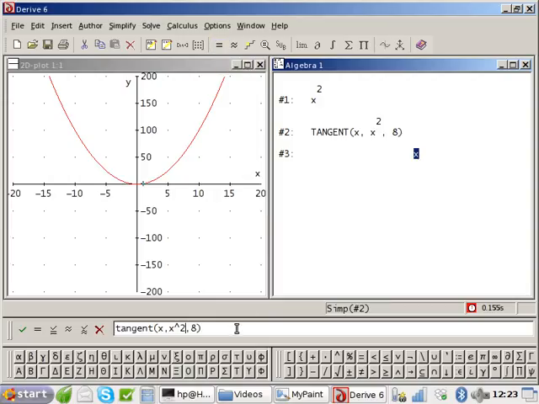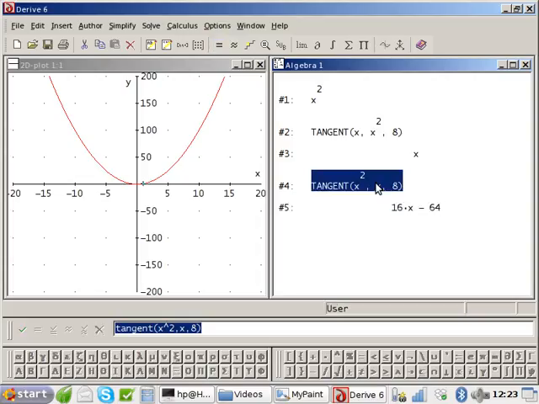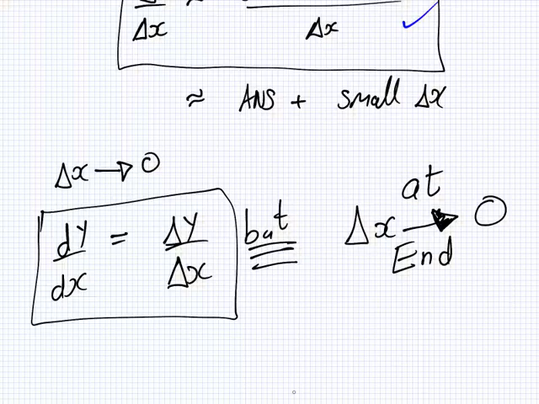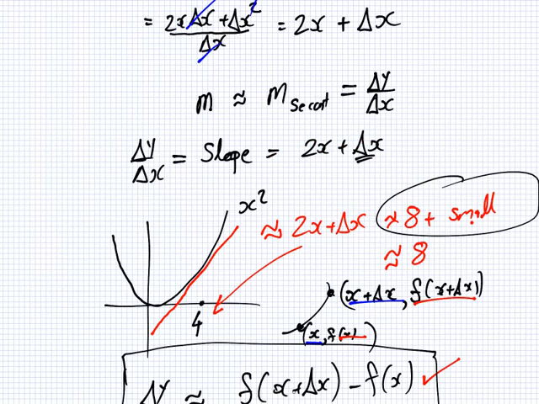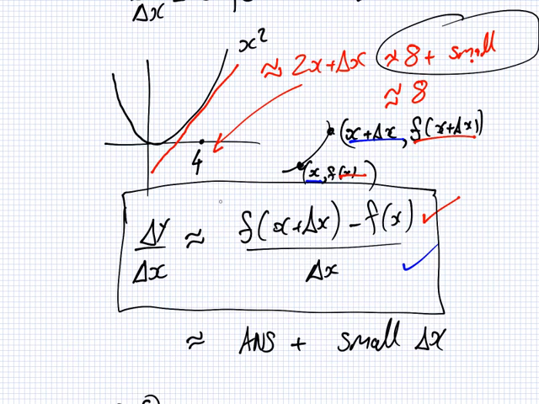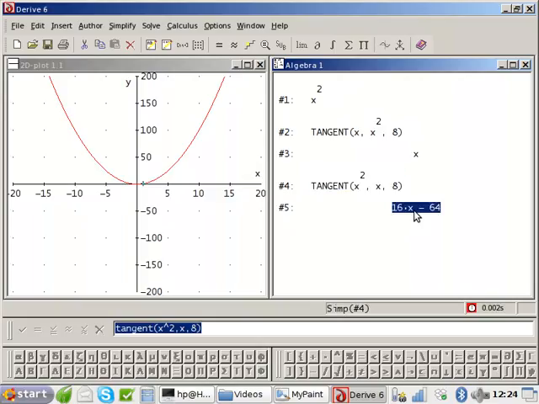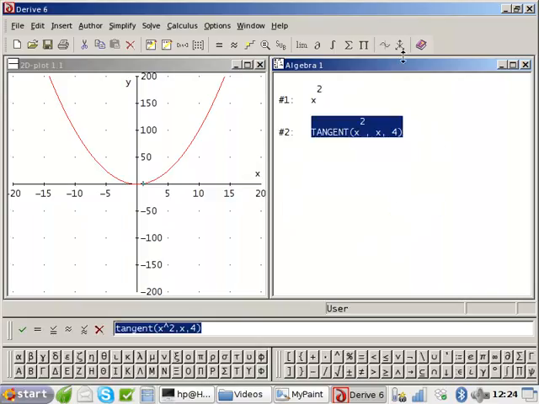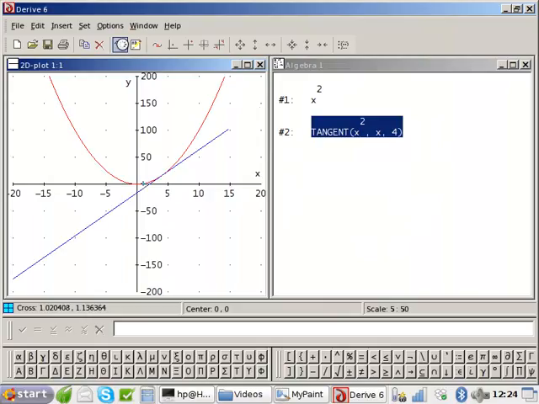No, I have that backwards. Wait, did I say 8 or 4? Something feels wrong. No, I said 4, and the slope is 8. It was 4 on the x-axis, but because there's a 2x, it was 8. So let me just fix that. It was 4. Okay, so let me draw the tangent line. So you can see there's the tangent line at the point 4.